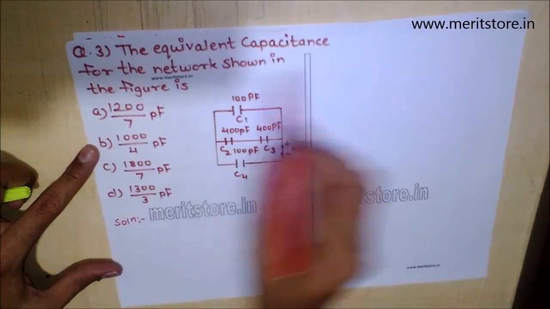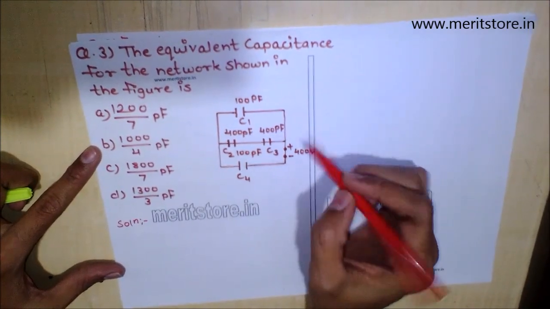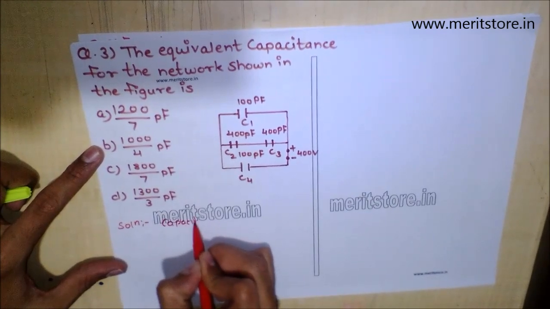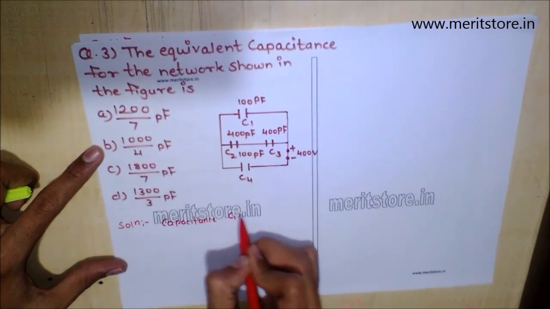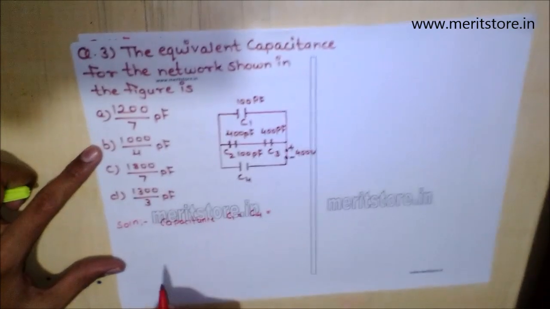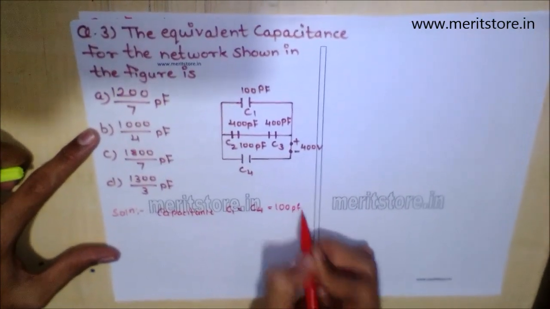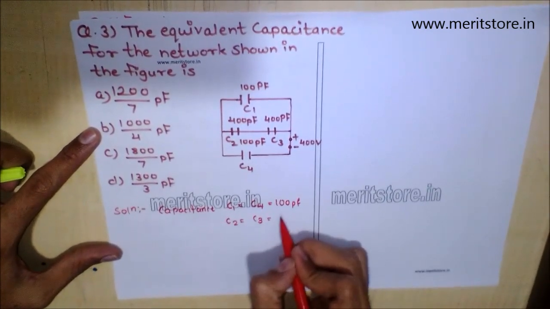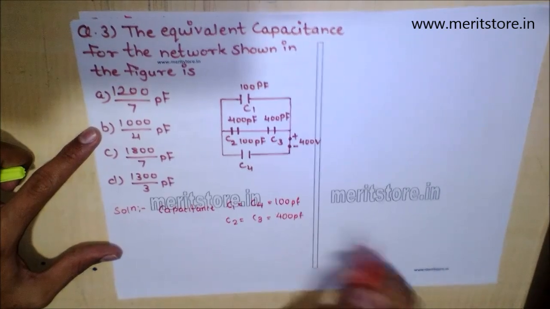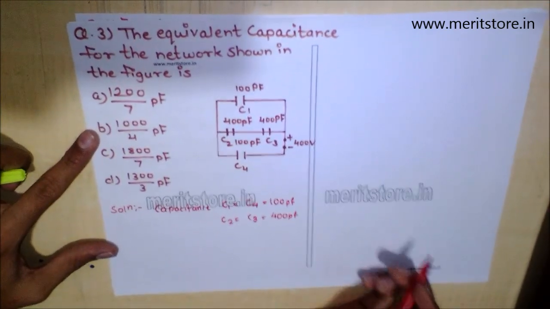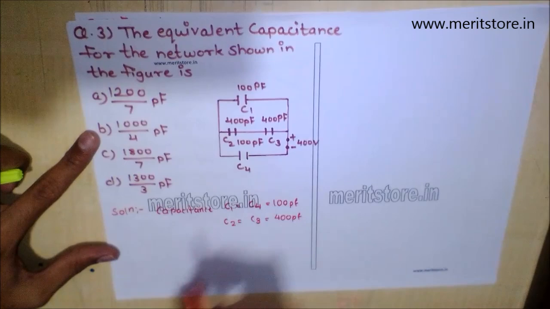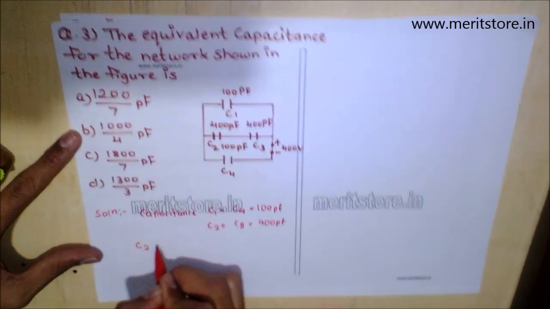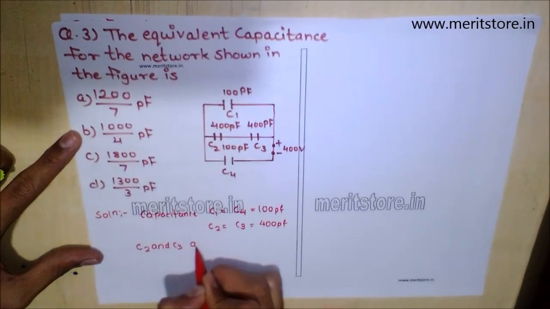Question number 3, the equivalent capacitance for the network shown in the figure is, according to this network we have the capacitance C1 equal to the capacitance of C4, that is equal to 100 picofarads. Also the capacitance of C2 is equal to capacitance of C3, that is around 400 picofarads. So now we will be dealing with the capacitance in series and the capacitance in parallel. From the figure we can notice that the capacitance C2 and the capacitance C3 are connected in series.